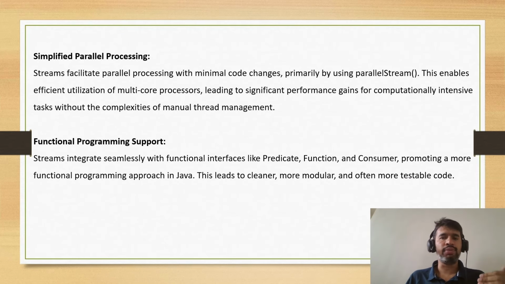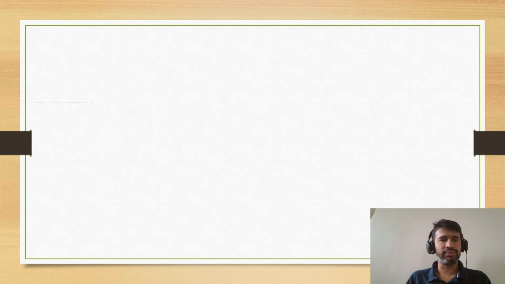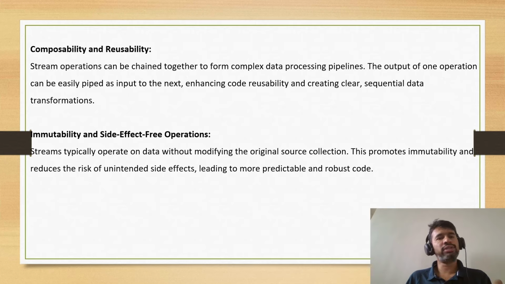It supports parallel processing also. As we know, Stream has parallel stream. It enables efficient utilization of multi-core processors, which leads to significant performance improvement as well. And it supports the functional style of coding with functional interfaces like predicate, function, consumer, etc., which is cleaner, more modular, and often more testable as well. Stream operations can be chained together, like the output of one operation you can pass to another. So a kind of chain you can create, which helps to create reusable and clearer code.